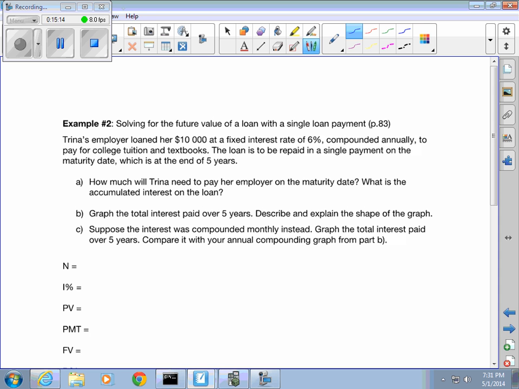Trina's employer loaned her $10,000 at a fixed rate of 6% compounded annually to pay for tuition and texts. The loan is to be repaid in a single payment on the maturity date, which is at the end of 5 years. So how much will Trina need to pay her employer on the maturity date, and what is the accumulated interest on the loan?